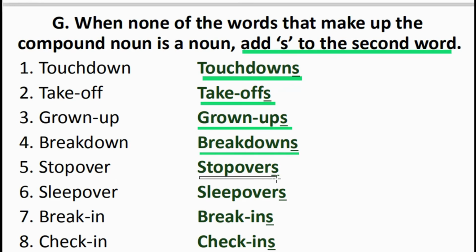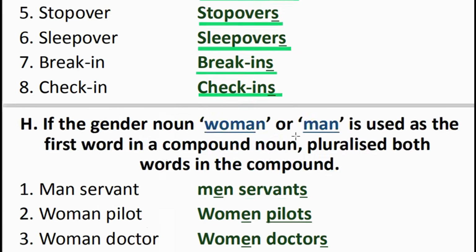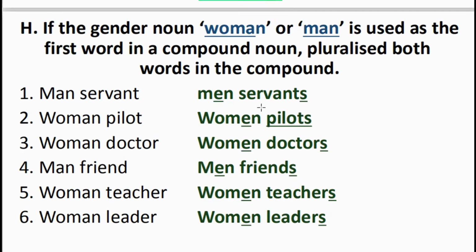So stop over becomes stopovers. Sleep over becomes sleepovers. Break-in becomes break-ins. Check-in becomes check-ins. The next rule says, if the gender noun woman or man is used as the first word in a compound noun, then pluralize both words in the compound.